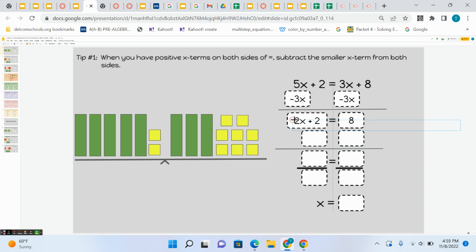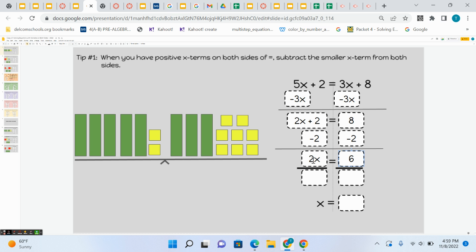Now that I have my x's on one side, and they're positive x's, now I'm going to get the x's alone. I need to get rid of that added 2. To get that added 2 out of the way, I'm going to subtract 2 from both sides. When I do that, the 2 minus 2 goes away. I'm left with 2x on the left. On the right, I have 8 minus 2, which is 6. So now I have 2x equals 6.